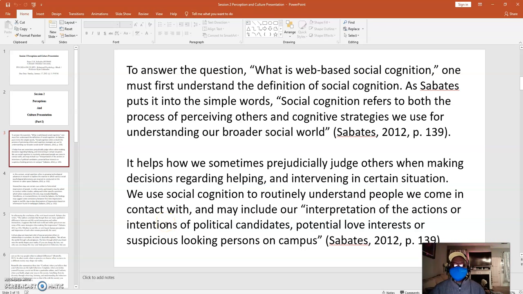It helps explain how we sometimes prejudicially judge others when making decisions regarding helping and intervening in certain situations. We use social cognition to routinely understand people we come in contact with and may include our interpretation of the action or intention of political candidates, potential love interest, or suspicious-looking person on campus.